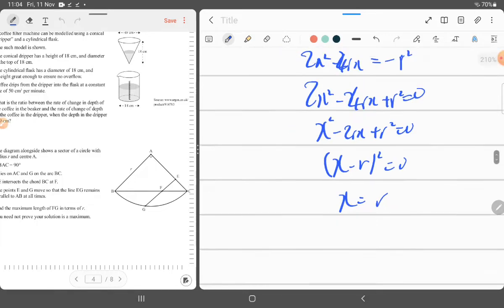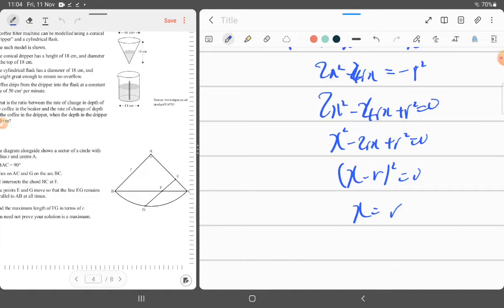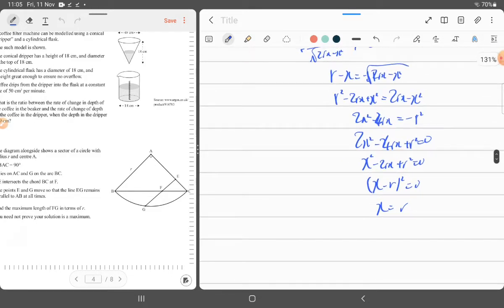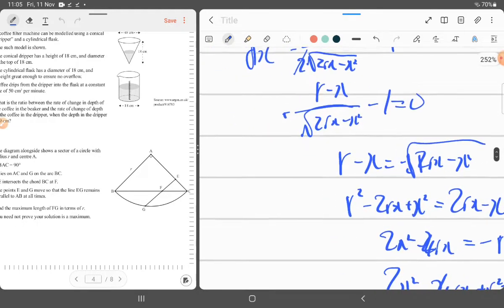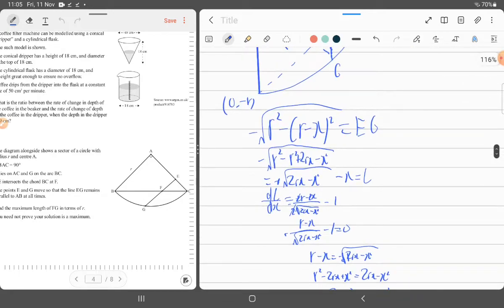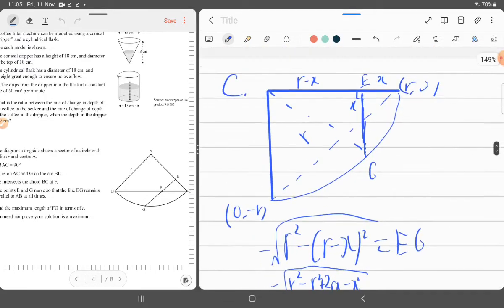So, wait. I got a different answer. I think the suboptimal one got a different answer from this. 2x squared minus 4rx. This is r. Then this is r minus x.